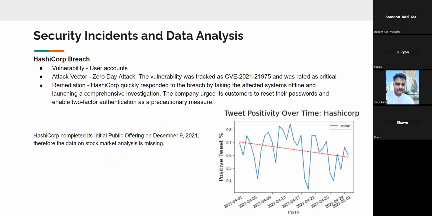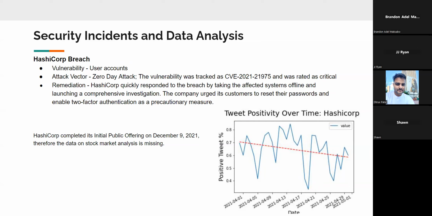Another hack was the HashiCorp breach. The vulnerability was user accounts. The attack vector was a 0-day attack, which was tracked in a CVE and rated as critical. The remediation was that HashiCorp quickly responded to the breach by taking infected systems offline and launching a comprehensive investigation. The company urges customers to reset their password and enable two-factor authentication as a precautionary measure.